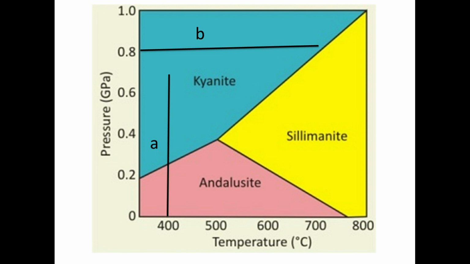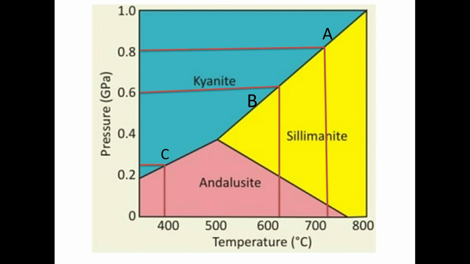Now similarly, consider the line B. Here it shows that at 0.8 gigapascal we have several temperatures like 400 degrees Celsius, 500, 600, 700 degrees Celsius, etc. Here you can clearly see that for a particular pressure we can have a series of temperatures. So the increase or decrease in temperature is not dependent on the pressure as well. That's why we call this zone a bivariant field.